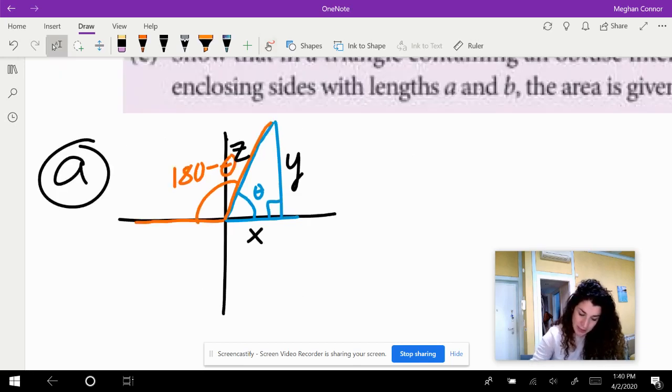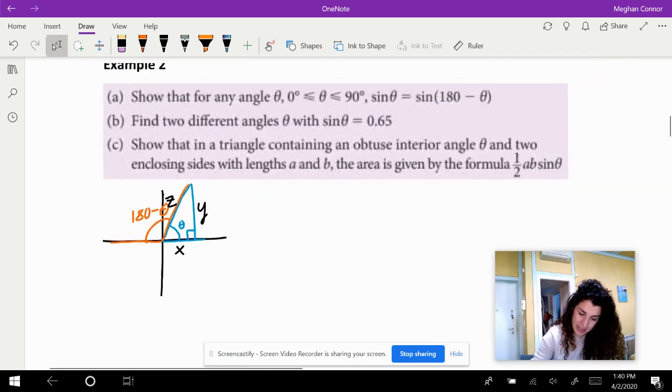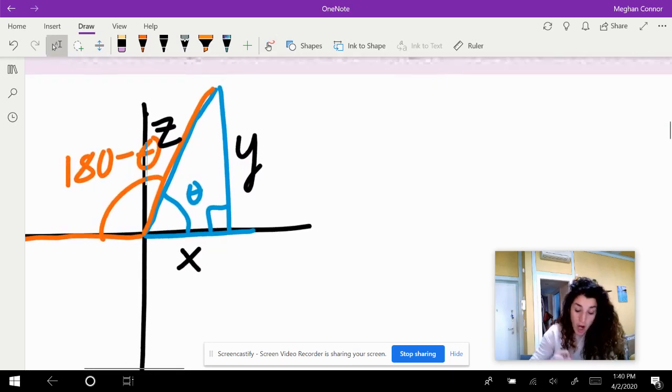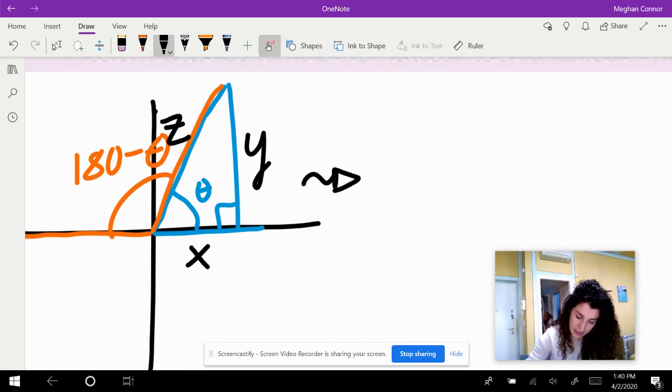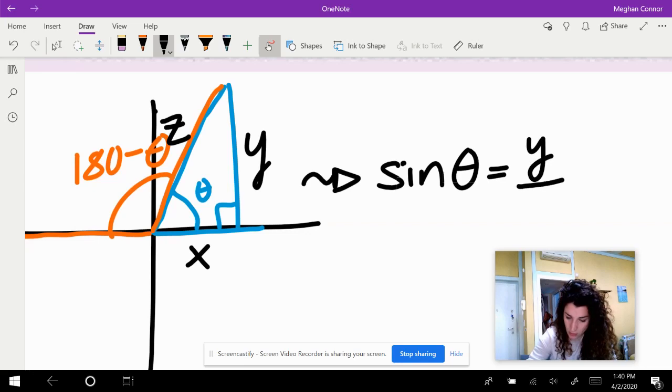So then we're talking about sine here. All of these values are positive because theta is less than 90 degrees. So here I would say sine of theta equals y over z.